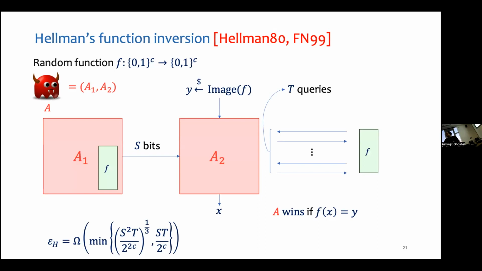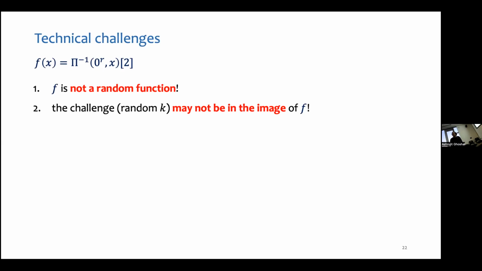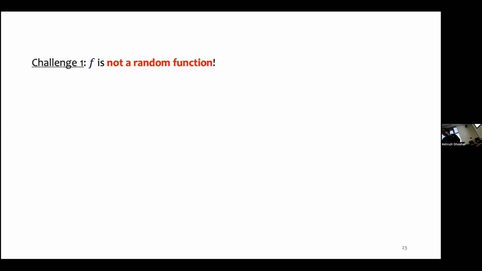So the question is, can we just simply plug this in? Well, it turns out that there are several technical challenges. Firstly, the function f, as defined here, is not really a random function. Secondly, this randomly sampled value k might not even be in the image of the function. Finally, we need to find two distinct preimages, while Hellman's attack guarantees us to find one. I'll tell you very briefly about how we handle all of these challenges.